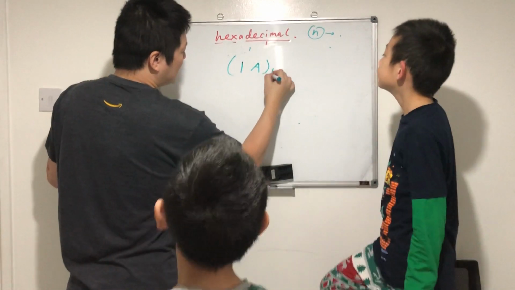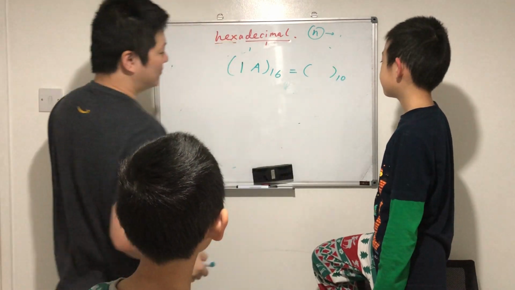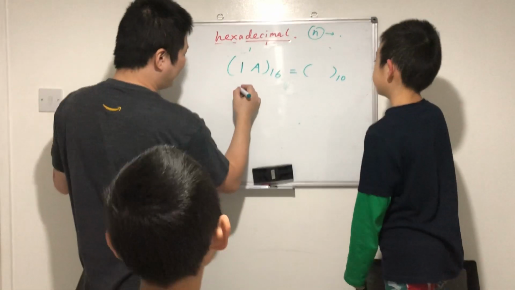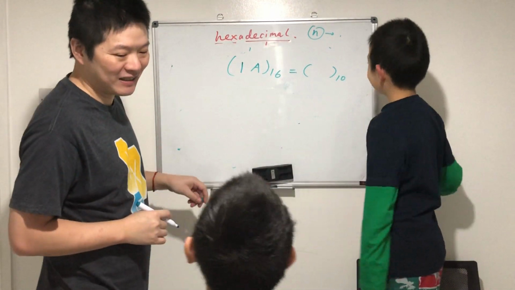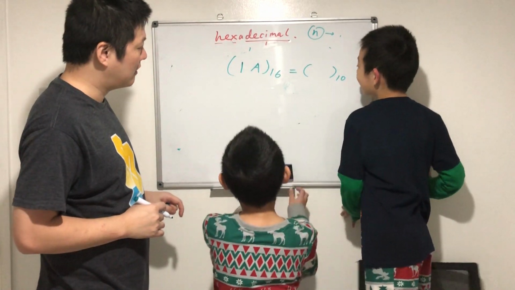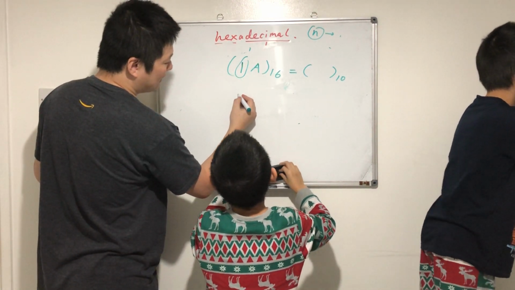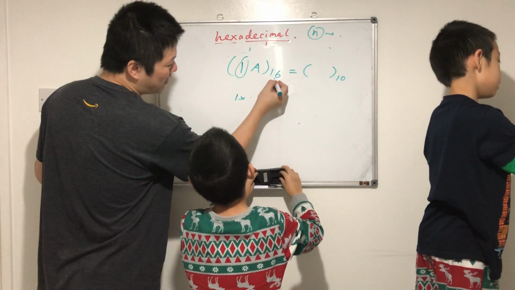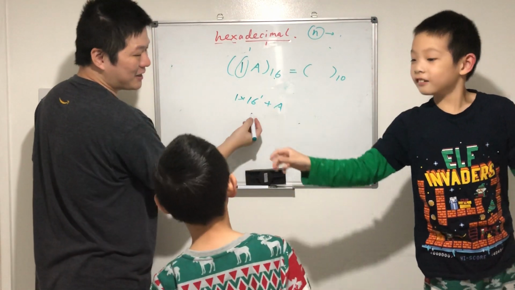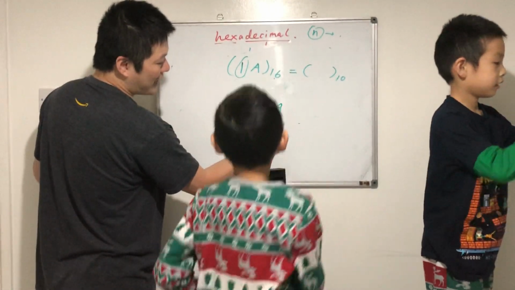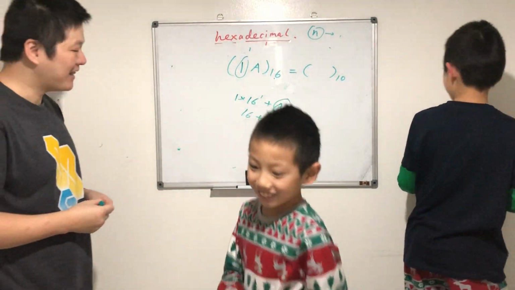1A in base 16 equals what in decimal? What's this number? 1 times 16 to the power 1, plus A. So 16 plus 10 is 26. Okay, got it?